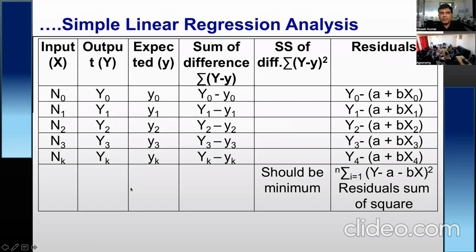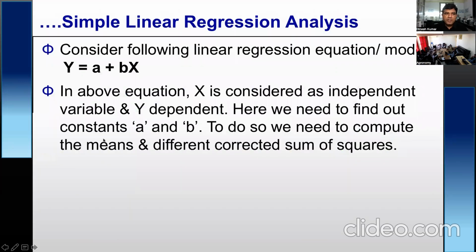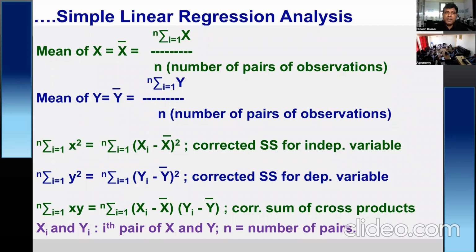This is your data. For example, this is x1, x2, x3, y1, y2, y3. Now you need to calculate these parameters. So we can calculate x bar, which means the total of all values of x divided by n, the number of pairs of observations. How many pairs are there? I'll teach you one example also.